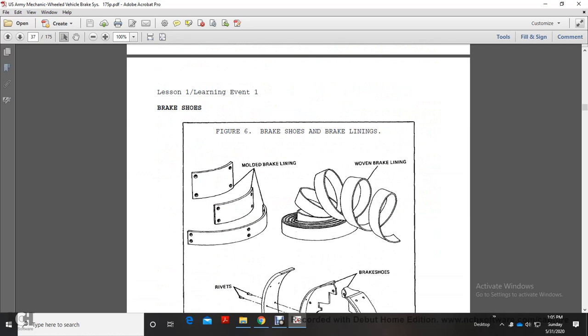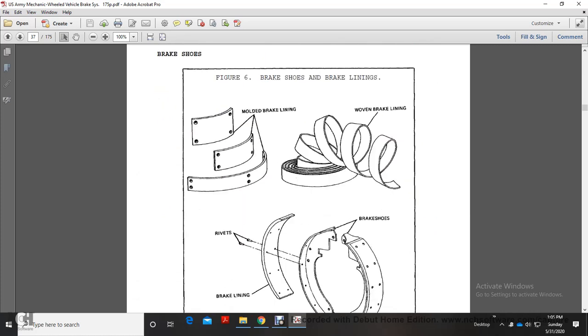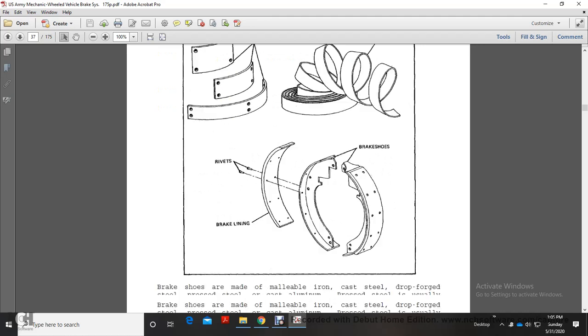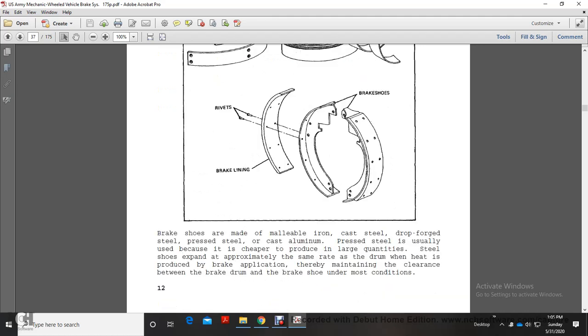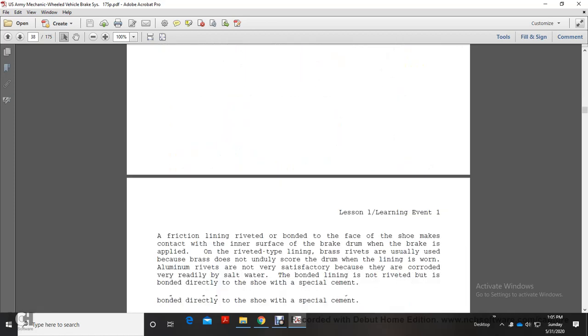Figure 6 shows the brake shoes and lining: brake lining, woven brake lining, rivets, brake lining, brake shoes. Brake shoes are made of malleable iron, cast steel, drop forged steel, pressed steel, and cast iron or aluminum. Pressed steel is usually used because it becomes cheaper to produce in larger quantities. Steel shoes expand at approximately the same rate as the drum, which heats up when the brake is applied, maintaining clearance between brake drum and brake shoe under most conditions.